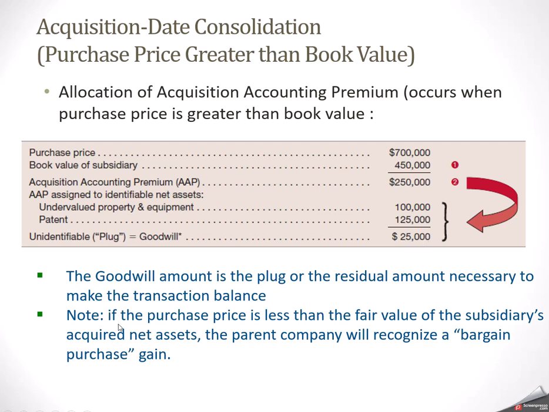As a side note down here, there are times that purchase price could be less than the book value, but it's far more common to have goodwill. But if that ever happens, it's called a bargain purchase, and it would be treated as a gain.